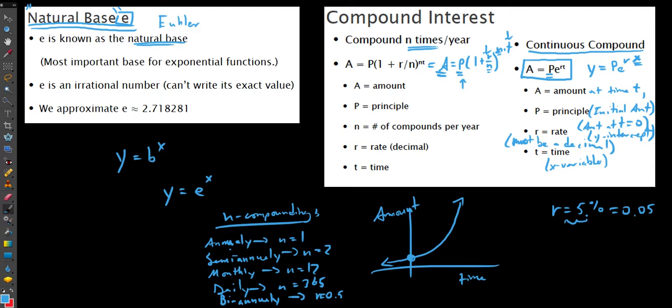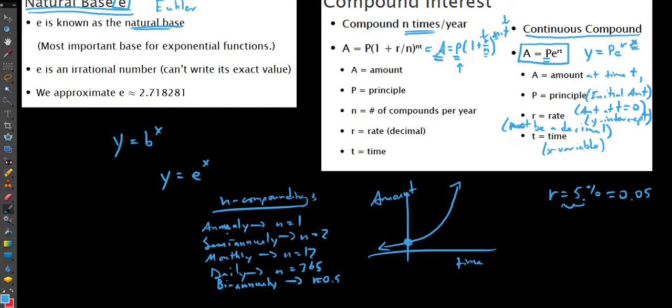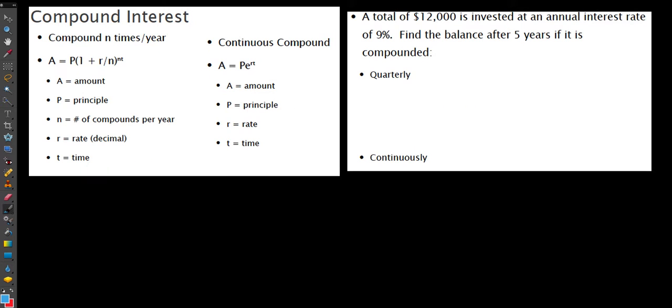So the difference between these two models is that in the first model, we actually know how many times per year it compounds. And in the second model, we assume that it's compounding every moment of every day. And it becomes this a little bit more elegant form of this formula here. So we're going to put these two formulas to use, and we're just going to model some growth here on this $12,000. So it says a total of $12,000 is invested at an annual interest rate of 9%. Find the balance after 5 years if it is compounded quarterly or continuously here.